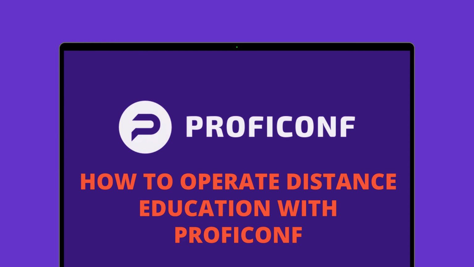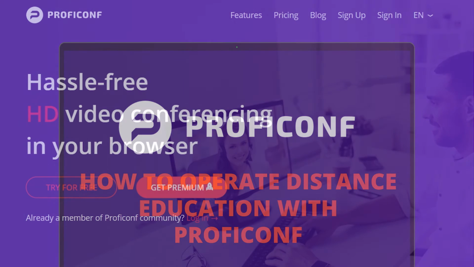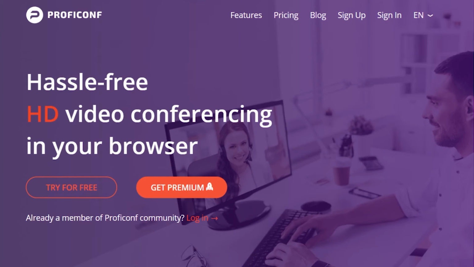Hello. In this video, you will learn how to use Proficonf service for distance education. To do this, the teacher needs to register on the Proficonf website, create an event room, and invite students as speakers so that they can turn on the camera and microphone and be full participants in the learning process.